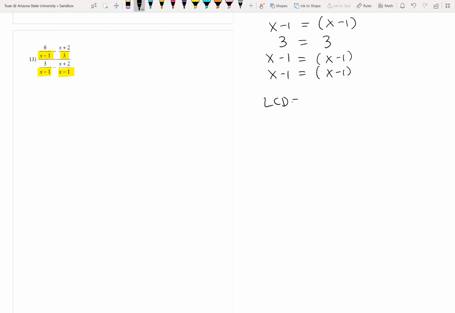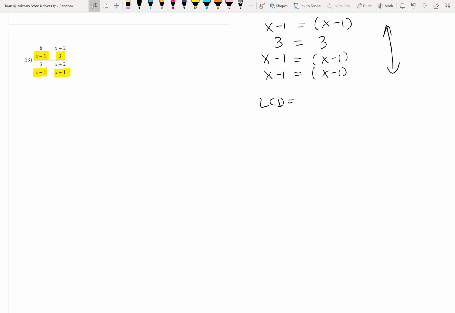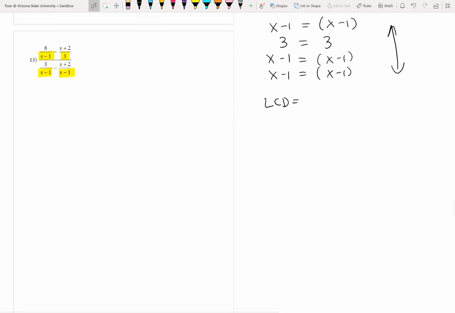So the LCD equals, you start by looking up and down, not left to right, and see if you have any common factors. Hope it's very easy to see that we have the x minus 1s in common. After you do all the common factors, any loose factors that you did not circle belong in your LCD. There we go.